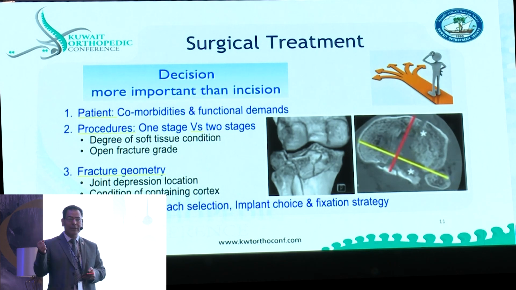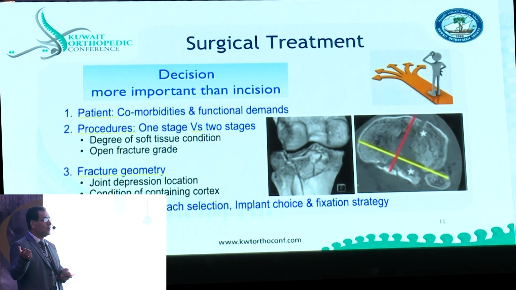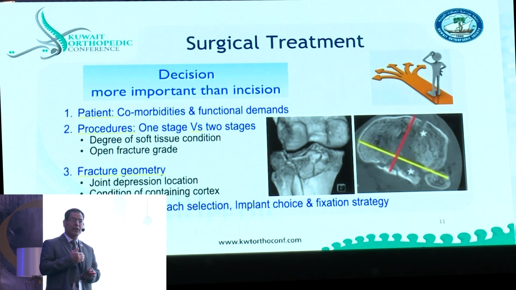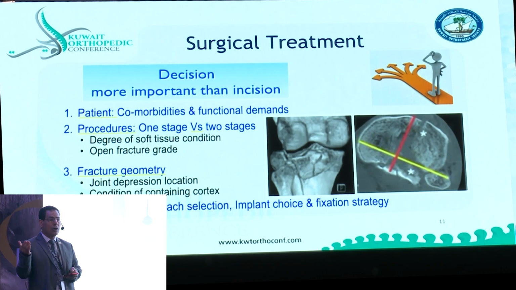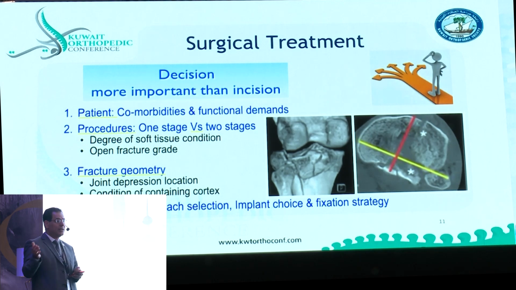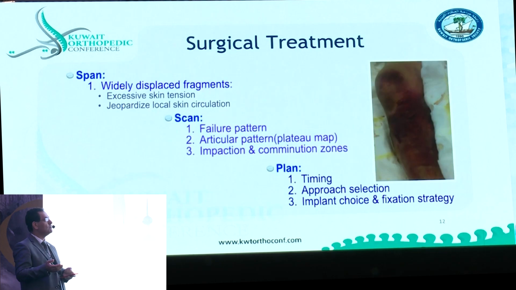Decision is more important than incision. Assess your patient, comorbidities, and functional demands. What's your procedure? You will go to a single-stage or two-stage procedure. This depends on soft tissue, or whether the fracture is open or closed. Consider fracture geometry, joint depression location, and condition of the posterior cortex. Is it contained or is there shearing of the posterior cortex, needing to elevate it, reduce it, and buttress it with a buttress plate? Then your techniques regarding approach selection, implant choices, and fixation strategies.